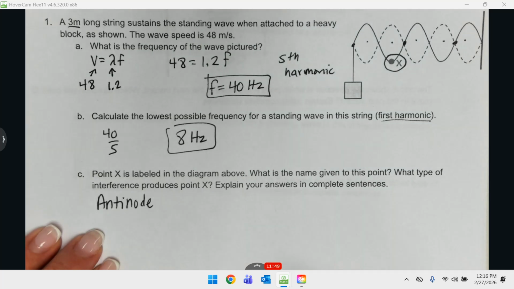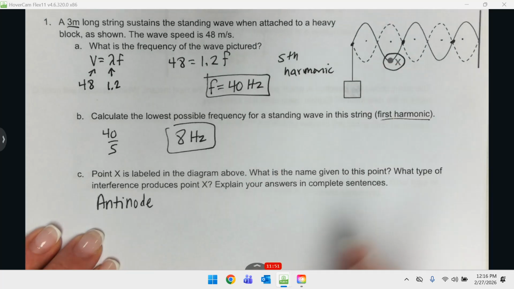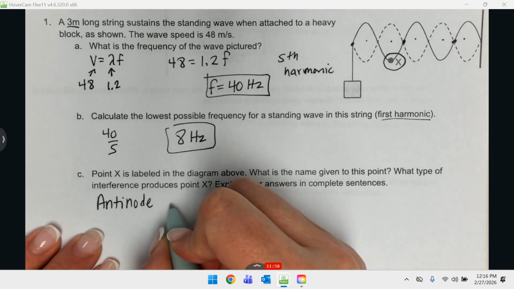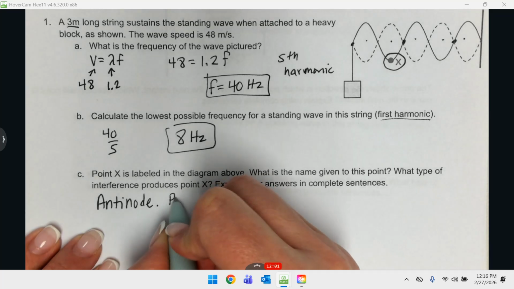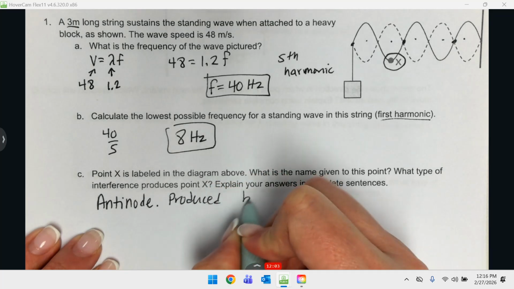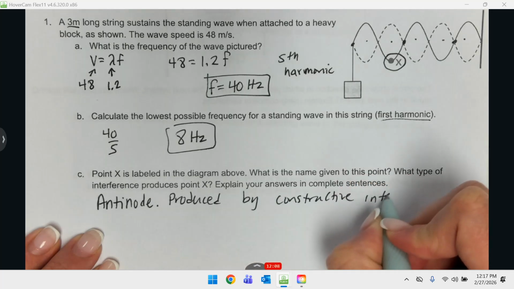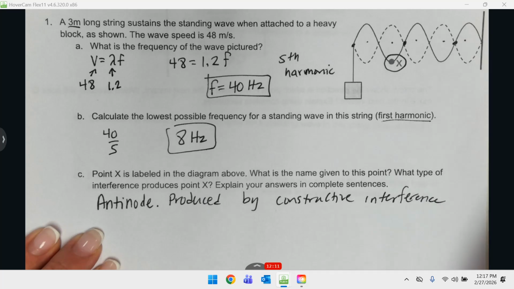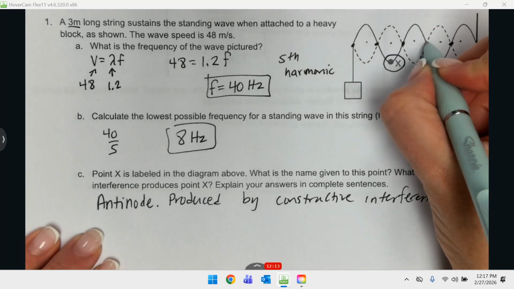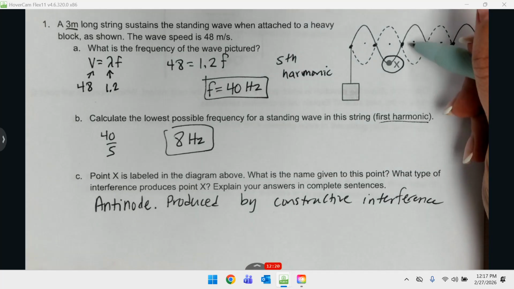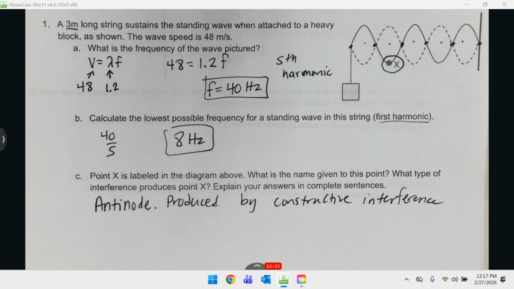What type of interference produces that? Well, antinodes, where you have these maximum amplitudes, where you have your crests and your troughs and you have the oscillation up and down, are produced by constructive interference. And so you'd want to say that. I know this question isn't asking about these other points, these right here. But if it were, those are points that don't move at all, and they don't move because everything cancels out. Those points, these nodes, are caused by destructive interference.